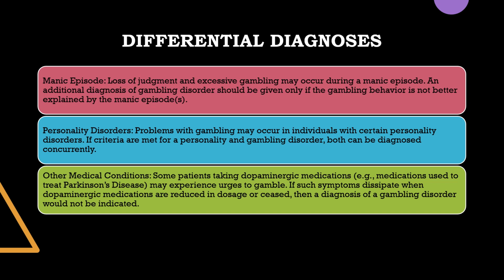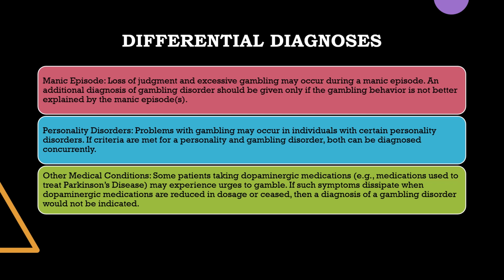Now let's look at some differential diagnoses for gambling disorders. Firstly, we want to differentiate whether or not the individual is experiencing a manic episode, because in a manic episode, loss of judgment and excessive gambling may occur. Actually, excessive gambling is a big indicator for a manic episode, and so an additional diagnosis of gambling disorder should be given only if the gambling behavior is not better explained by the manic episode.